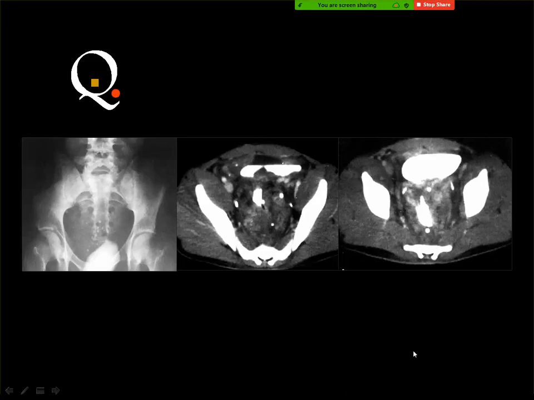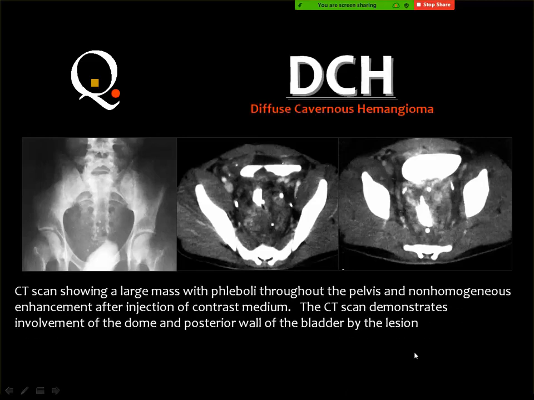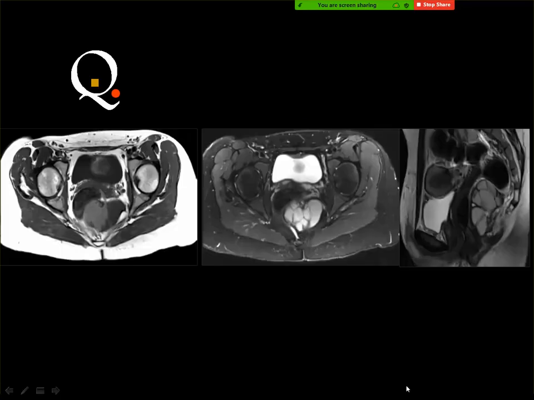Cavernous hemangioma. Very good. And this is cavernous hemangioma of the rectum. And you can see these are phleboliths, multiple pelvic phleboliths together with diffuse thickening of the rectal wall. And this is the attempt for barium enema. And you got also the extensive amount of phleboliths.